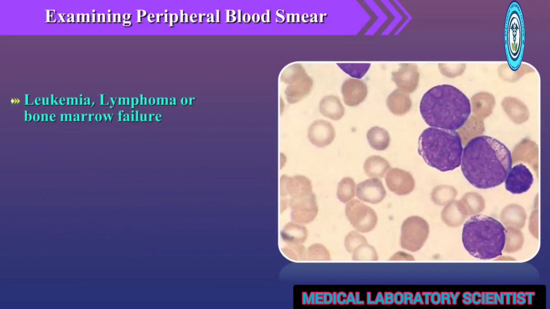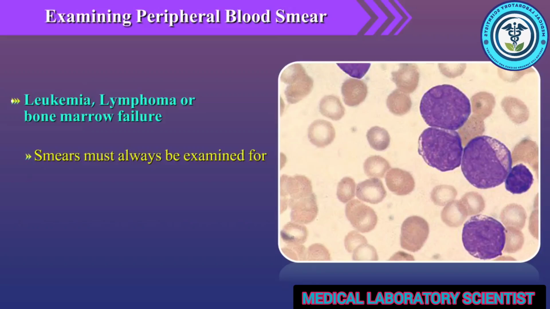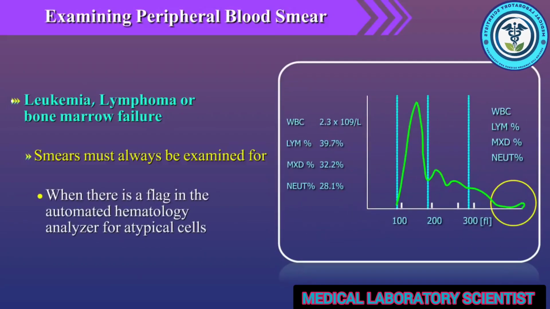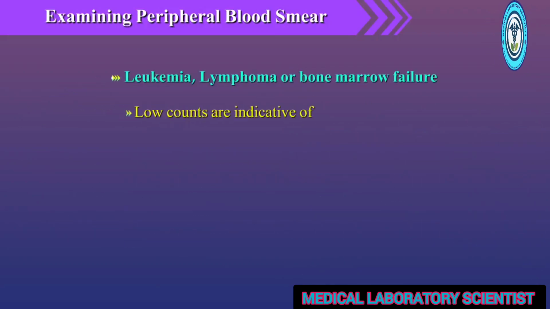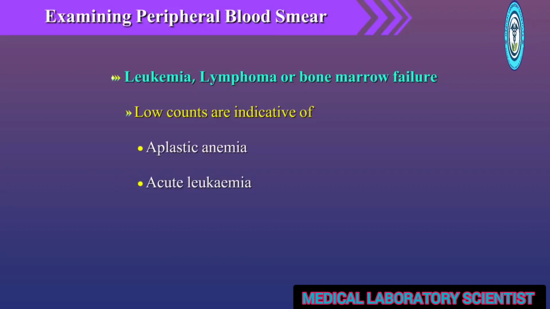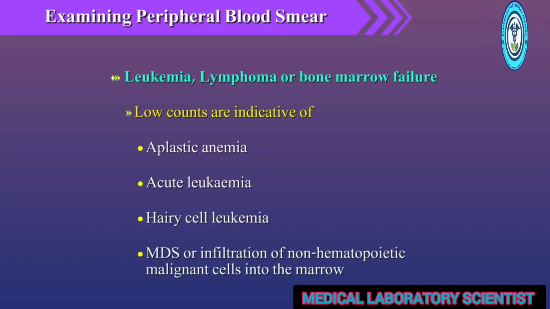Coming to leukemia, lymphomas, or bone marrow failure. Smears must always be examined for finding atypical cells or blasts when there is unexplained leukocytosis, lymphocytosis, or monocytosis, or when there is a flag in automated hematology analyzer for atypical cells. Low counts are indicative of aplastic anemia, acute leukemia, hairy cell leukemia, myelodysplastic syndrome, or infiltration of non-hematopoietic malignant cells into the marrow.